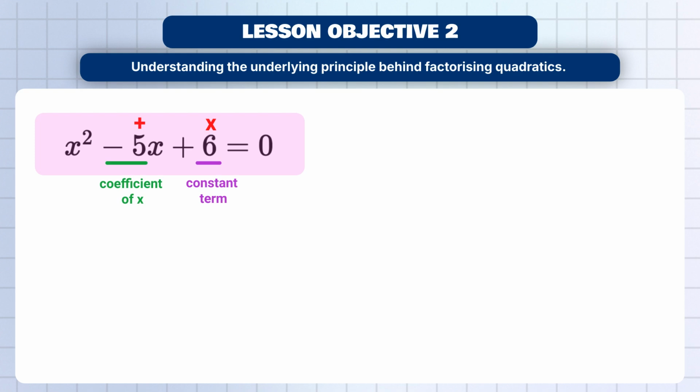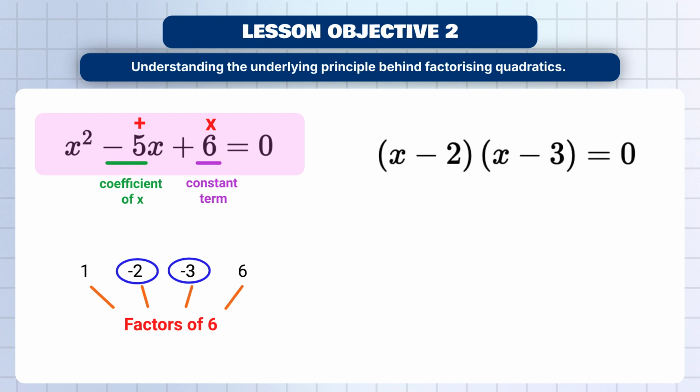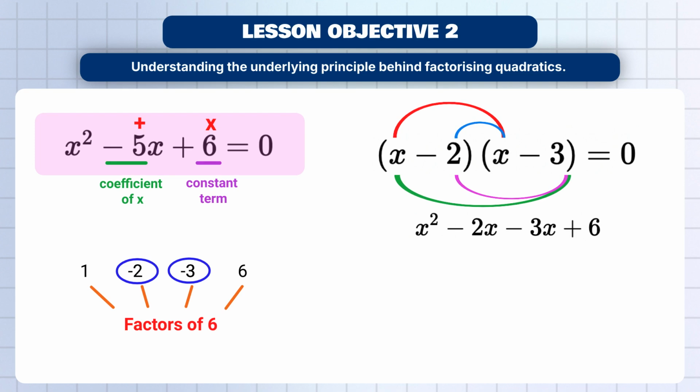of x. If you consider that the factors of 6 are 1, 2, 3, and 6, you can work out that minus 2 and minus 3 are the two numbers we are looking for. So we can factor the equation as (x minus 2)(x minus 3) equals 0. We can double check our factorization by expanding the brackets. If we multiply the brackets out, we get x squared minus 2x minus 3x plus 6, which simplifies to our original expression of x squared minus 5x plus 6.